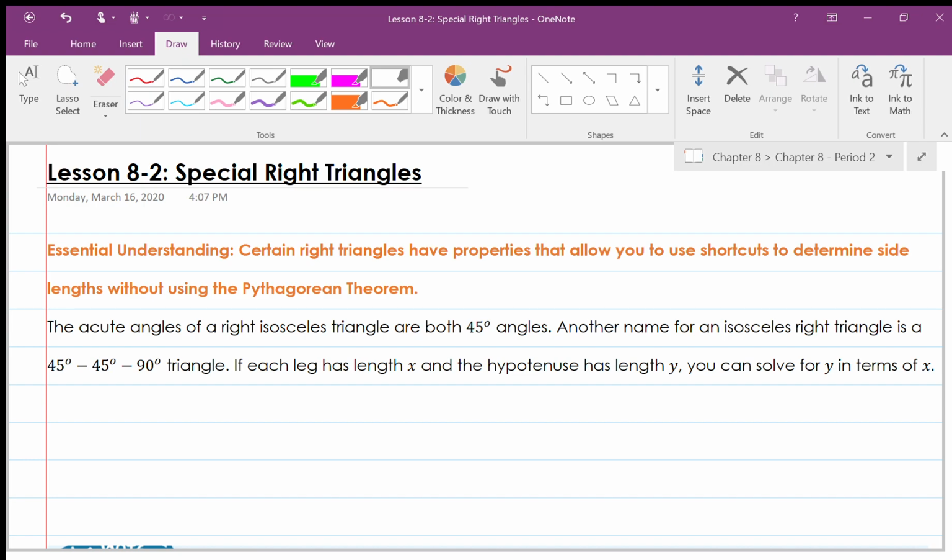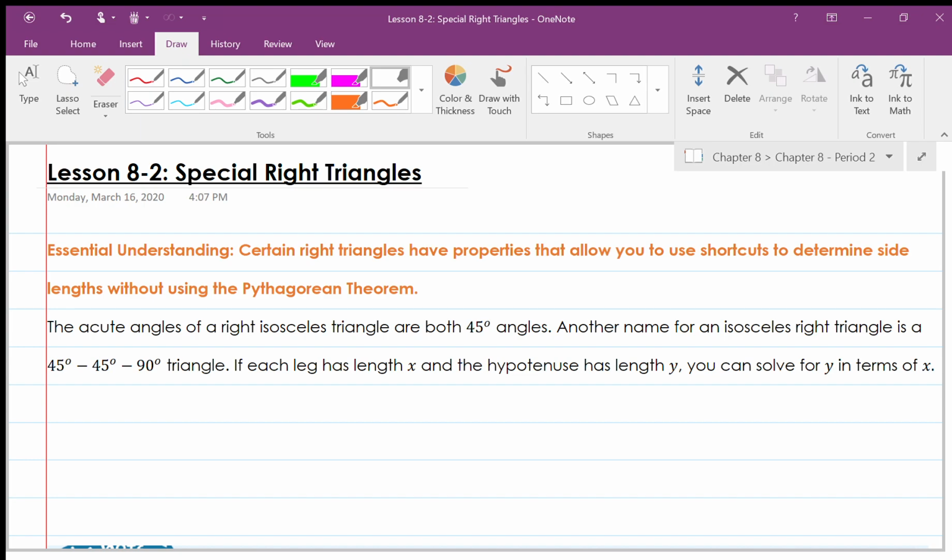Our next section, section 8-2, special right triangles. In this section, you are going to learn that certain right triangles have properties that allow you to use some shortcuts to determine the lengths of the sides without using the Pythagorean theorem. Last section, we were working with the Pythagorean theorem, using the formula, crunching numbers. This section more so deals with certain triangles that are special, which we do not have to use the Pythagorean theorem for. We can, in fact, use a few shortcuts that will help us.